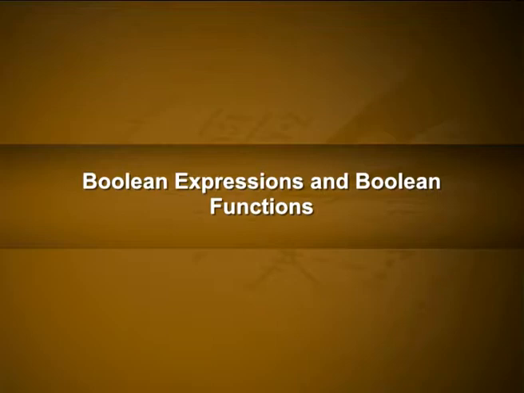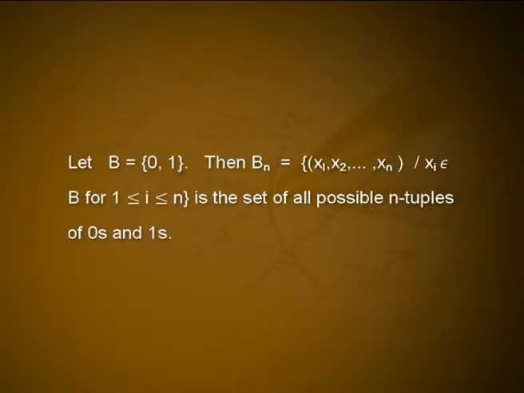Boolean expressions and Boolean functions. Let B be the set {0, 1}. Then B^n, defined by the set of (x1, x2, ..., xn) such that xi belongs to B for 1 less than or equal to i less than or equal to n, is the set of all possible n-tuples of zeros and ones. The variable x is called a Boolean variable if it assumes values only from B, that is, if its only possible values are 0 and 1. A function from B^n to B is called a Boolean function of degree n.